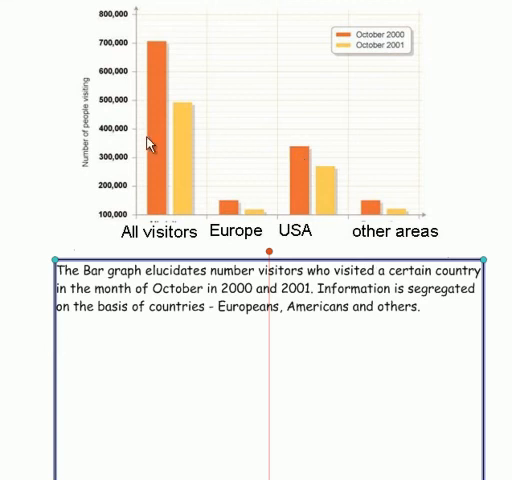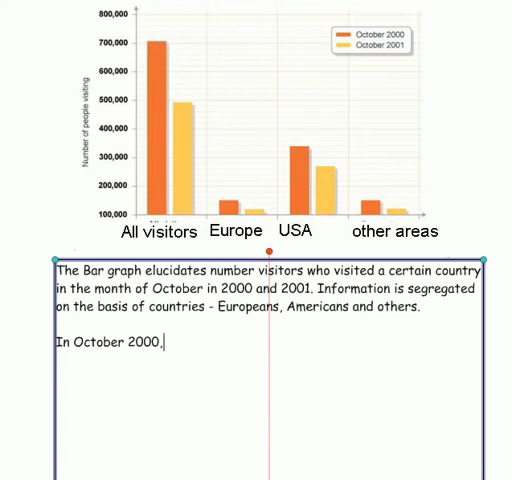So this passage is divided into two parts. First part is October 2000 and second part is October 2001. That is how I'm going to compare them. So first I should be writing about October 2000 and then I should be writing about October 2001.